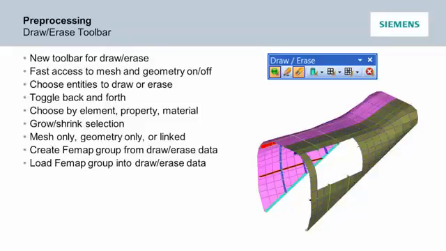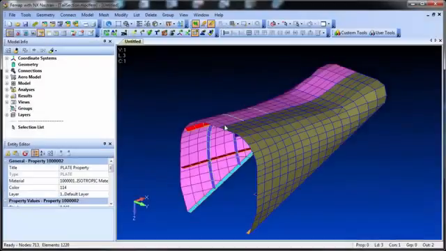Sometimes called Plot Erase or Show No Show, Draw Erase is a quick way to turn on or off parts of the model without having to set up groups or layers. Let's use this sample model to see how it works.